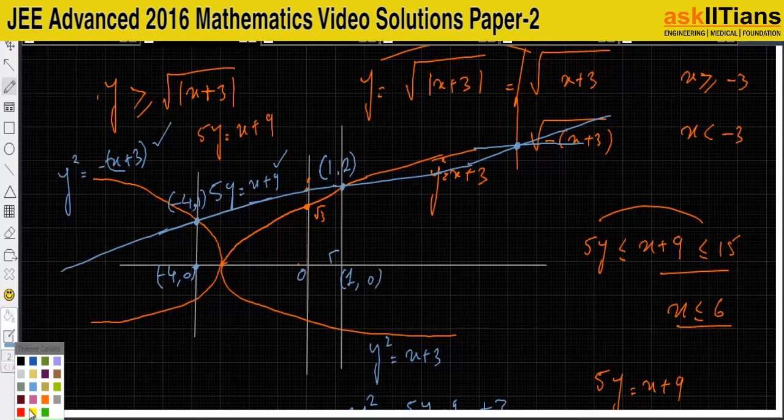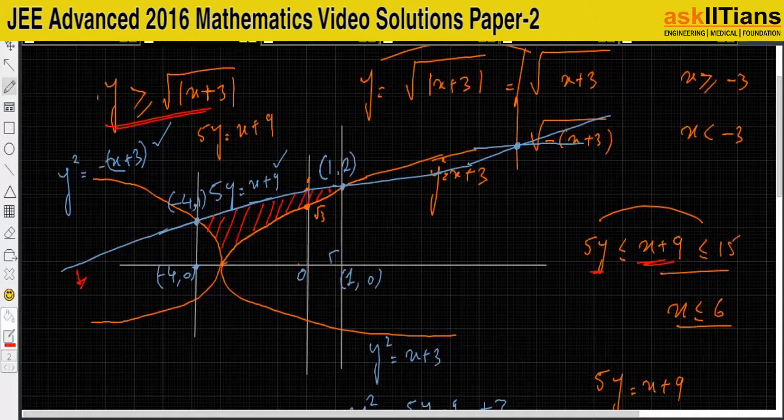See, it's given that y is greater than this curve. That means it will be outside the parabolas, and y is less than x plus 9, right? So this is below this line, and outside the parabola. So it will be this region. My required area is this red region. So I want to find out the area of this red region.